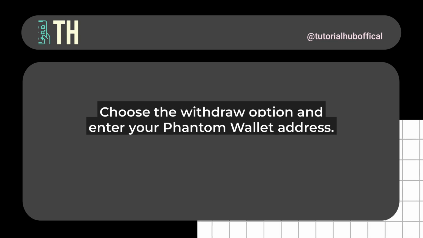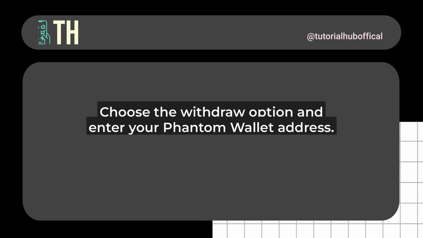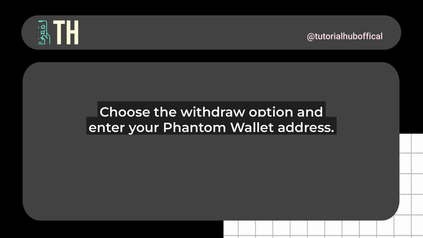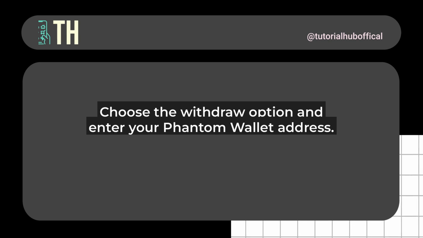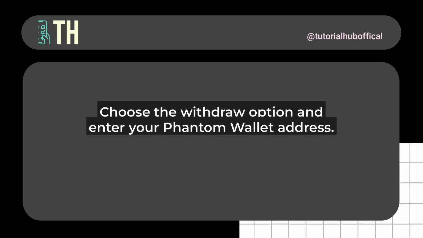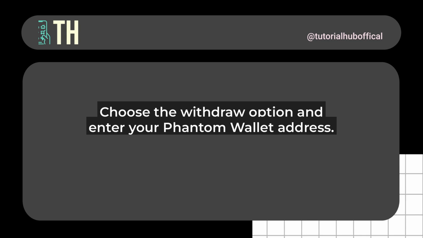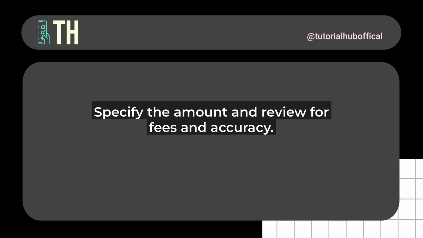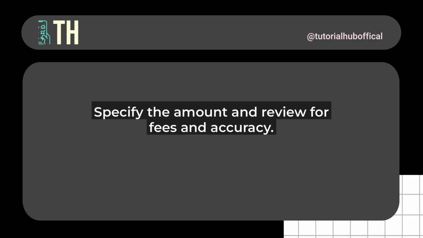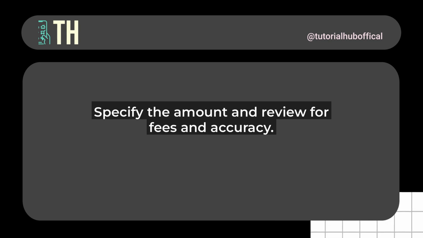Step 2. Enter the withdrawal details. You'll need to input your Phantom Wallet address. To find this, open your Phantom app, go to the Wallet section, and copy the address. Paste it into Coinbase, and specify the amount of USDT you want to withdraw. Remember, there might be network fees, so check the estimated costs to avoid surprises.